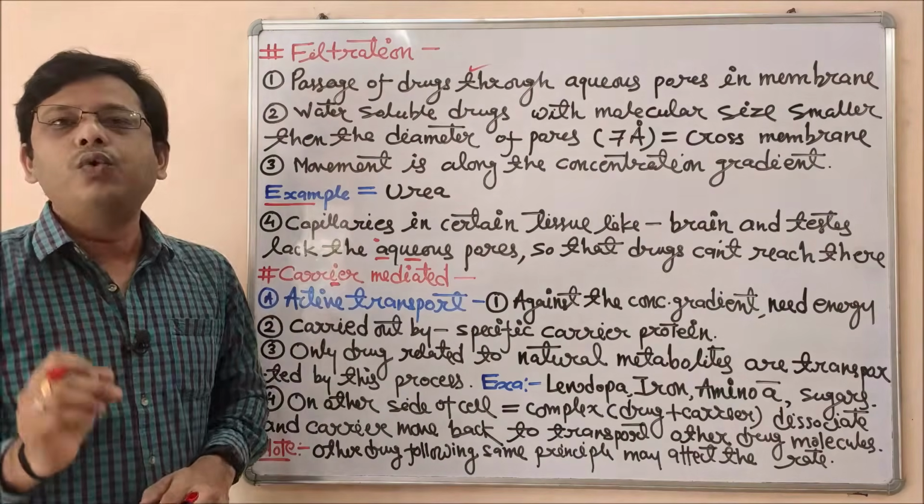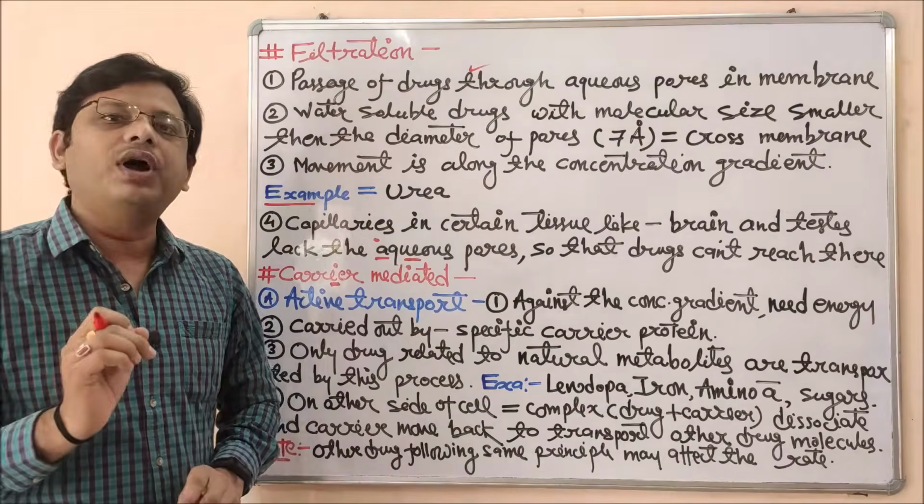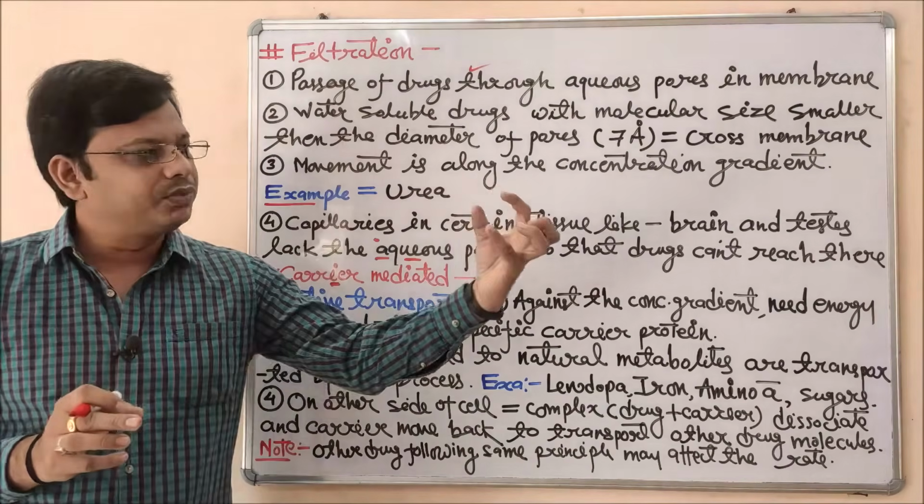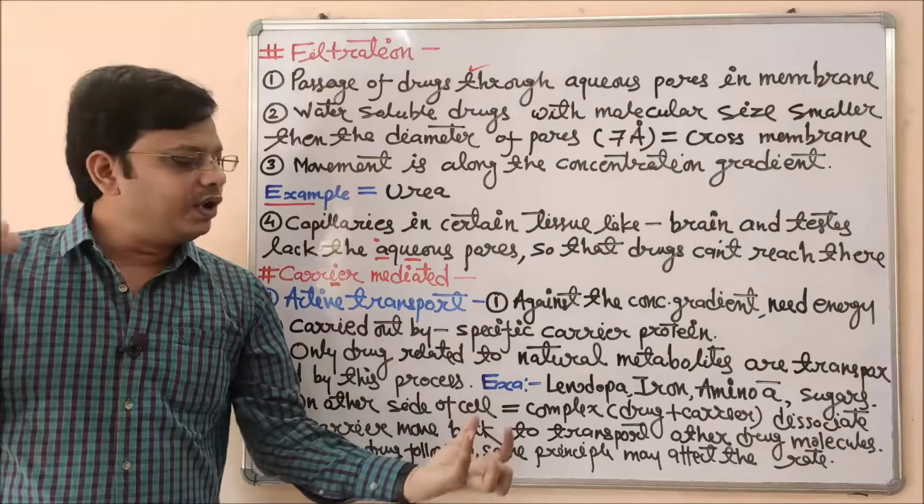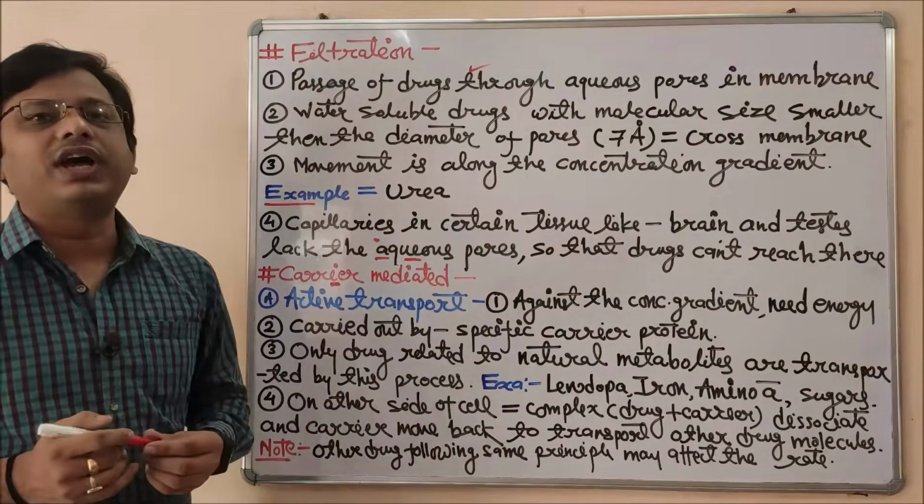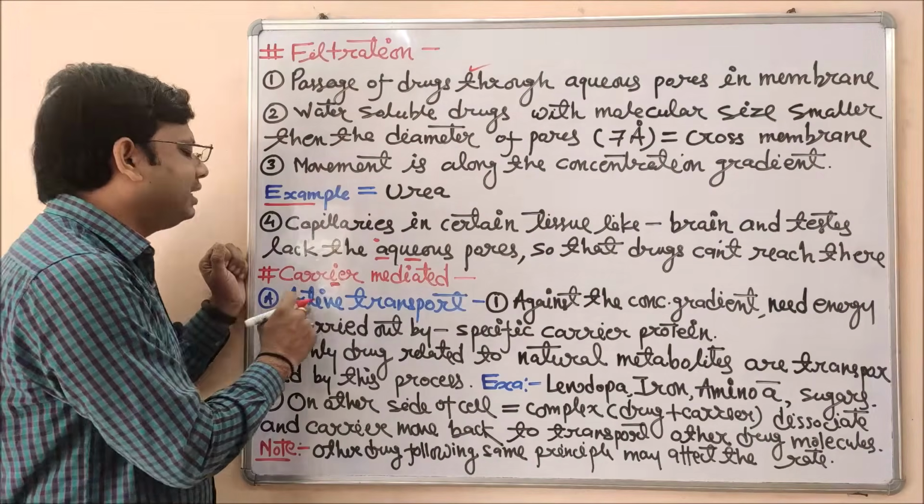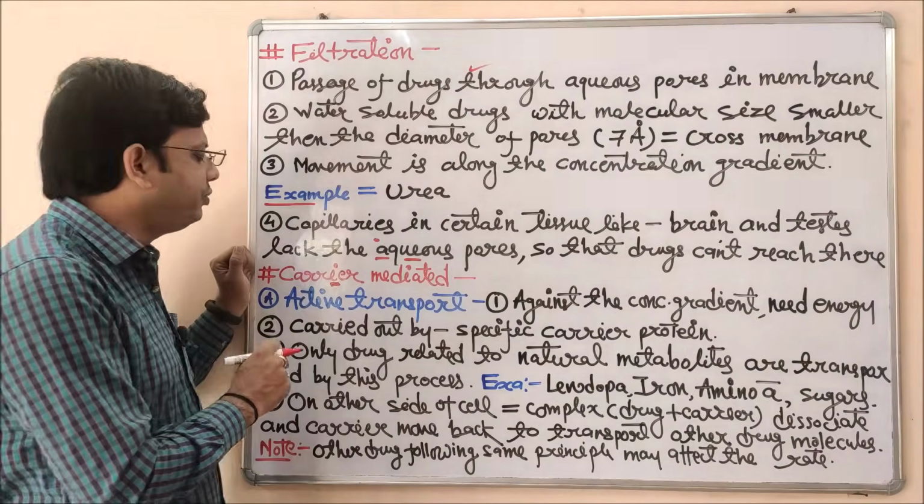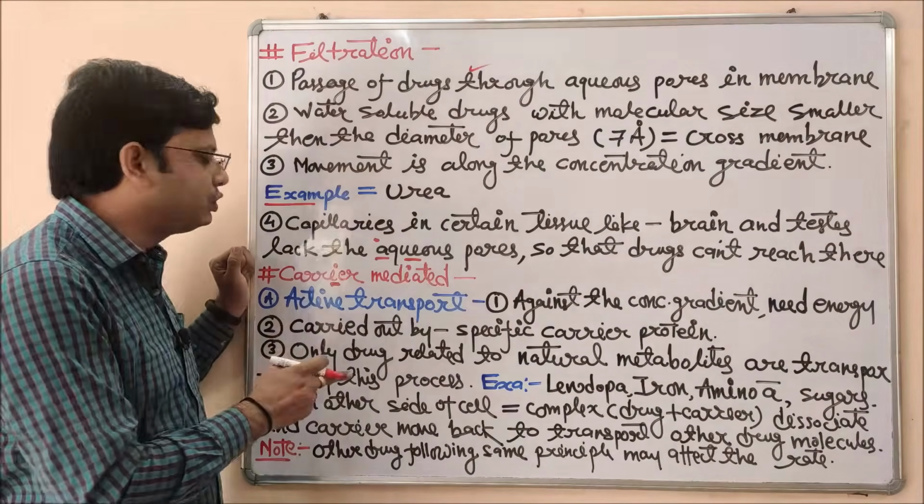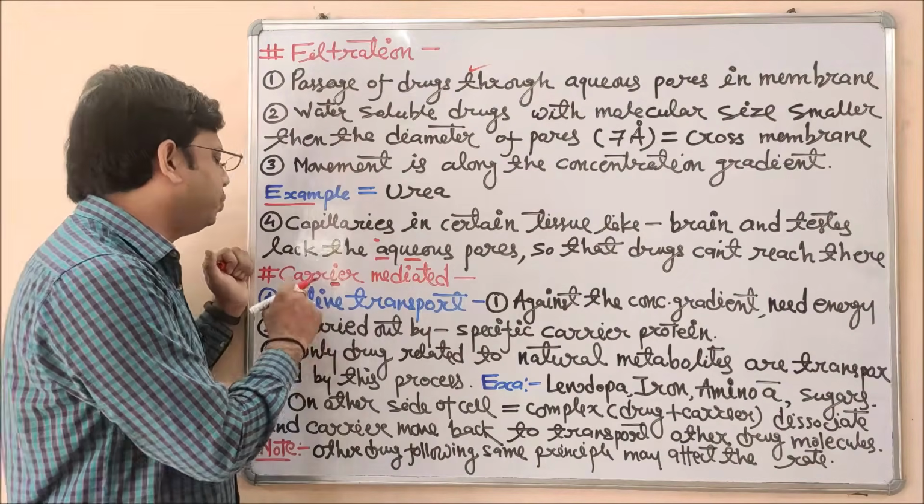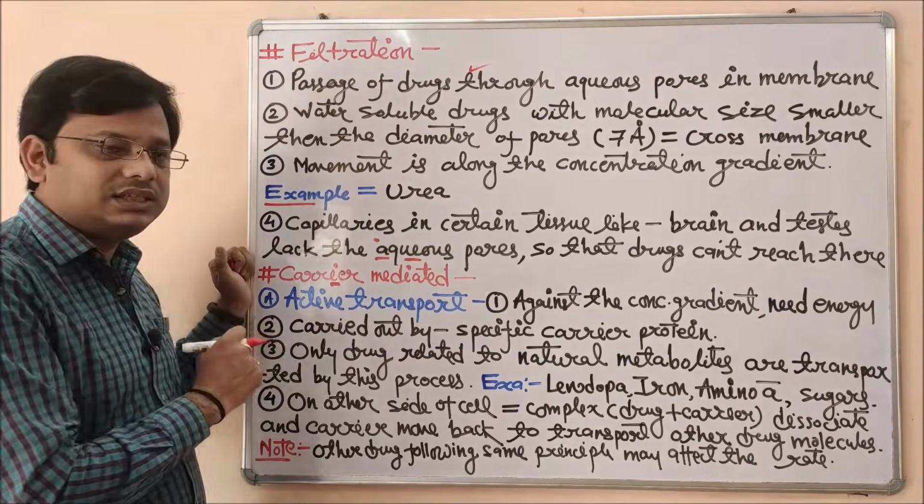So carrier means whoever is carrying something, whoever is responsible for transporting something from one place to another, one part to another, is simply known as a carrier. So what are the basic responsibilities of the carrier-mediated transport system? So the first one is active transport. Under the carrier-mediated, the first class is this one.